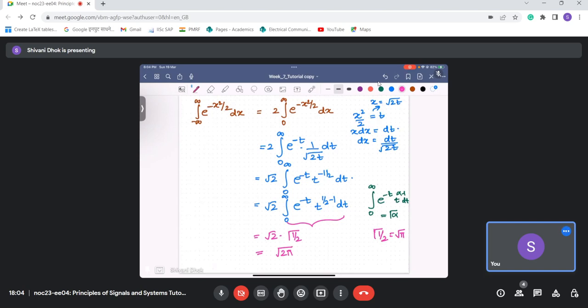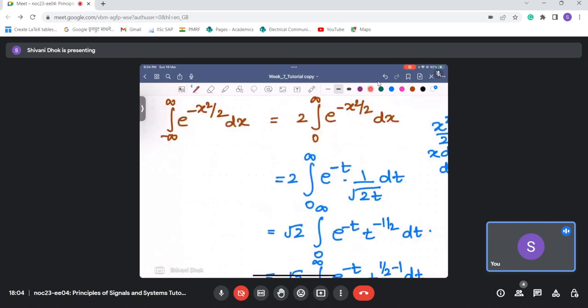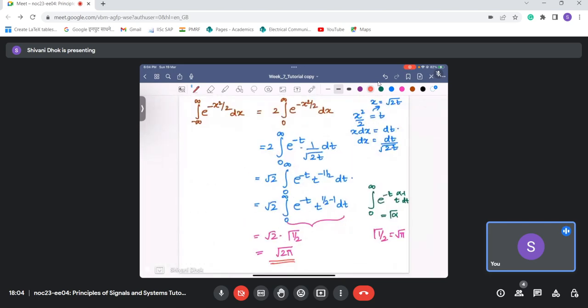Is it okay? Yes, ma'am. Making use of this property, even if I make some shift of minus a or any shift, this integral won't change. This is a standard thing.